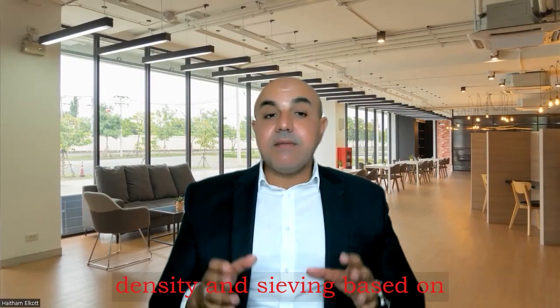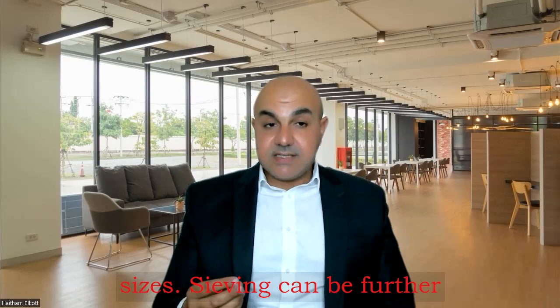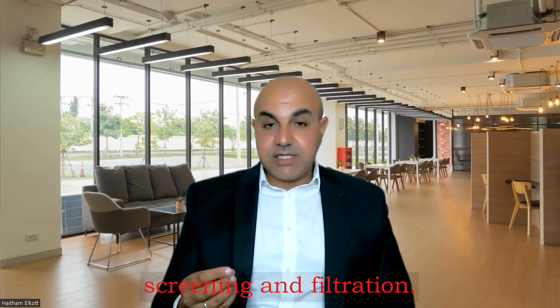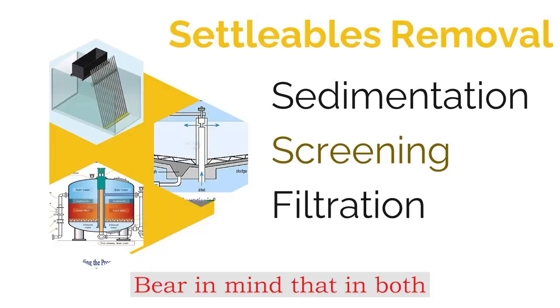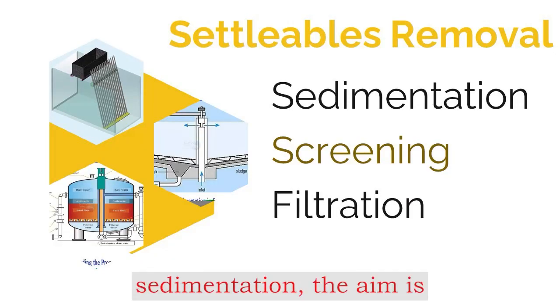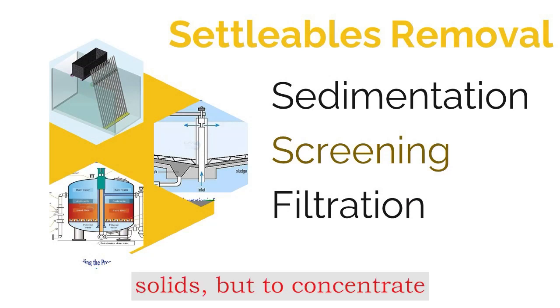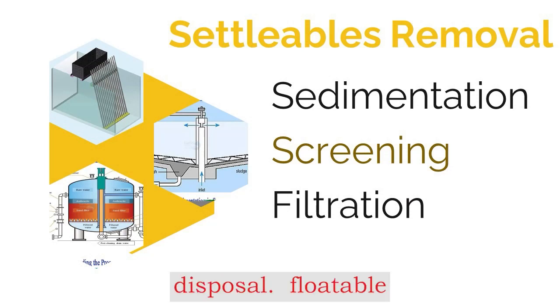density, and sieving, based on differences in particle sizes. Sieving can be further divided into 2 types: screening and filtration. Bear in mind that in both filtration and sedimentation, the aim is not to remove suspended solids, but to concentrate them into a stream of disposal.